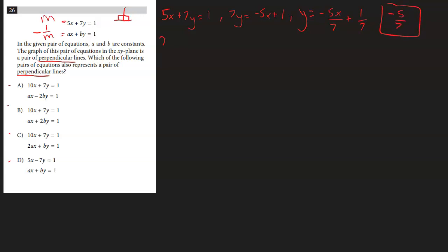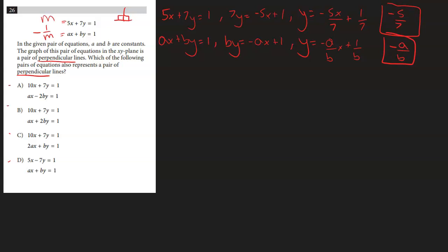We're going to work with the second line, and that's going to be ax plus by equals 1. And that's going to be by equals negative ax plus 1. And that's going to be y equals negative a over b x plus 1 over b. So we know this line's slope is negative a over b.